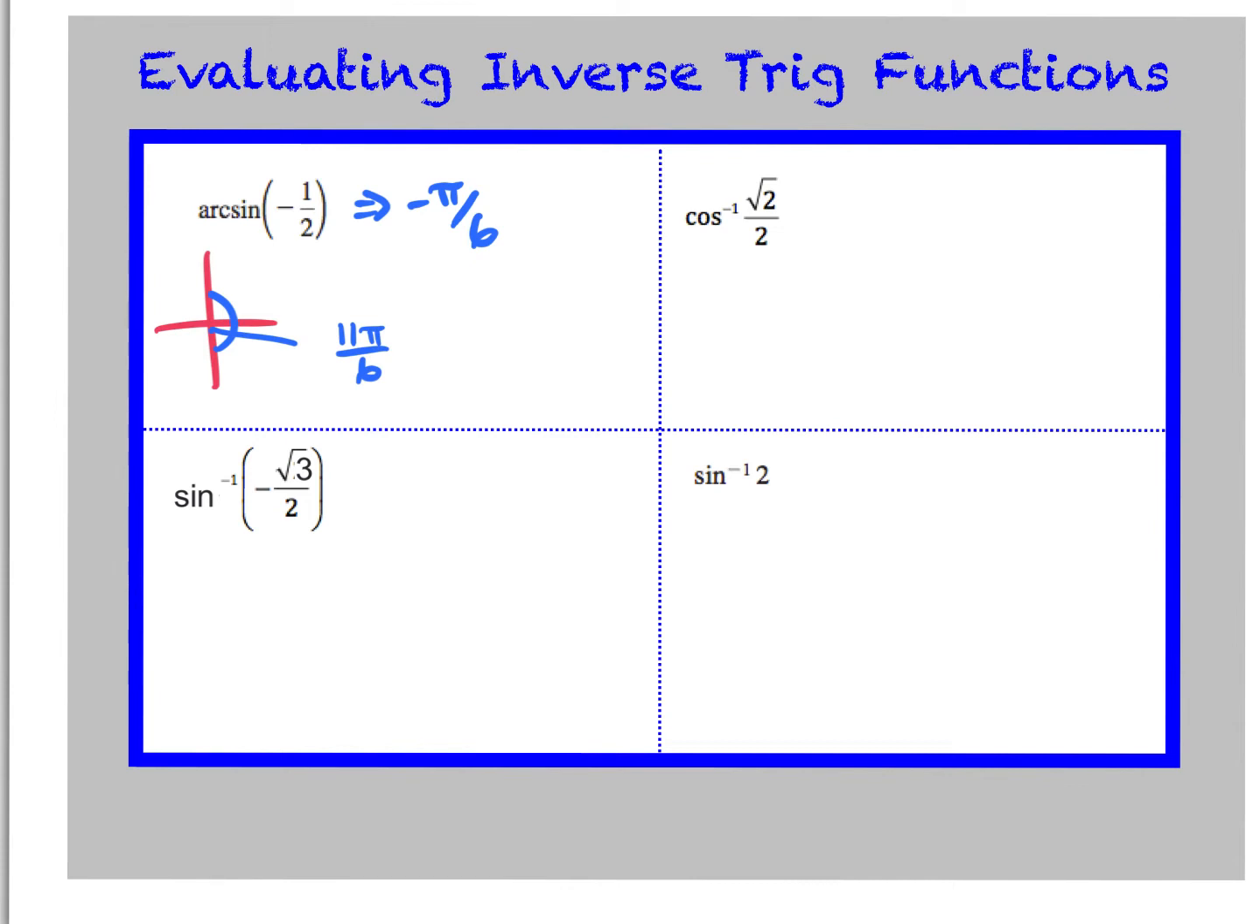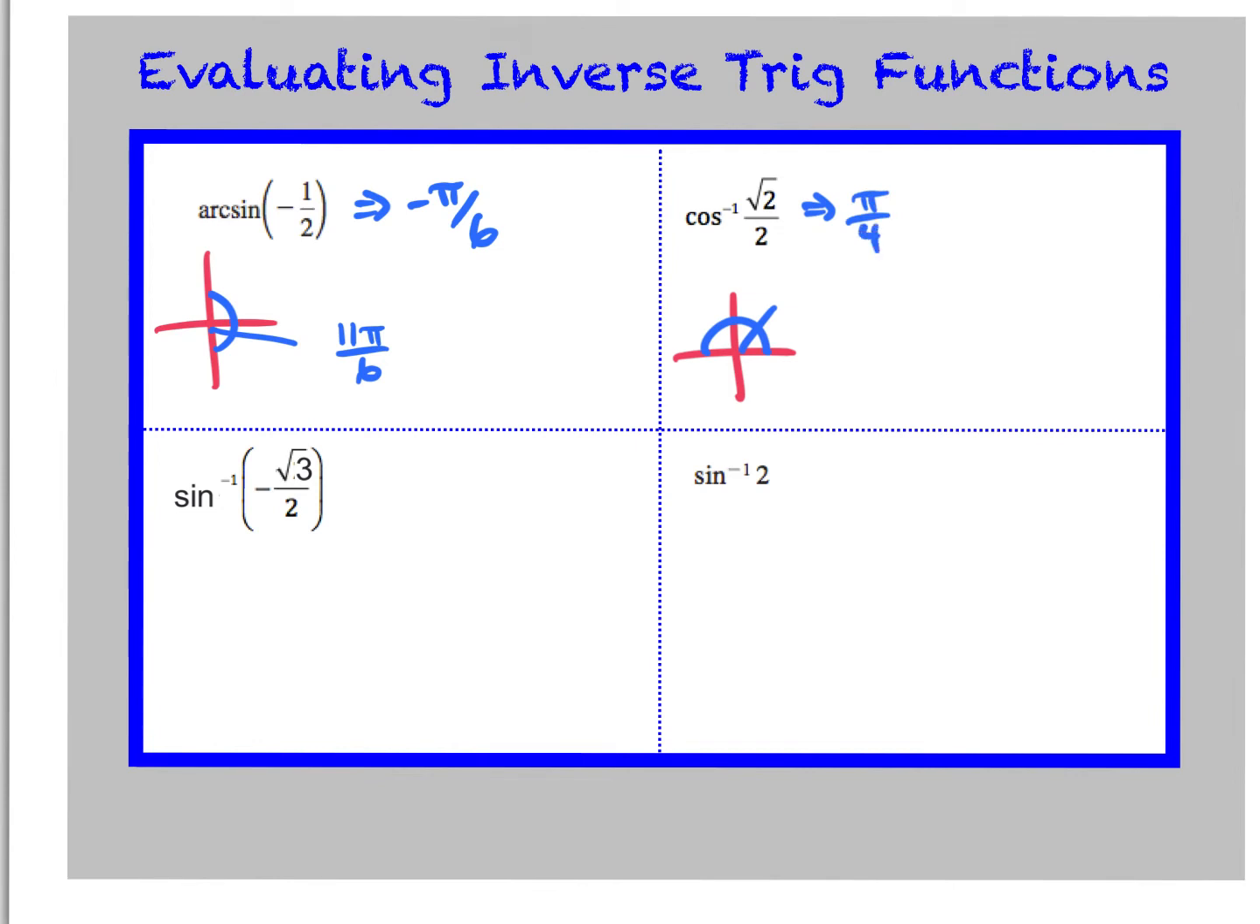All right, let's look at this next one. We have arc cosine of square root 2 over 2. So let's think about arc cosine. What's it in between? 0 and pi. So when does cosine equal square root 2 over 2? It's not a trick question. Cosine deals with what value? X. So when does x equal square root 2 over 2? Pi over 4. There it is. We're done.